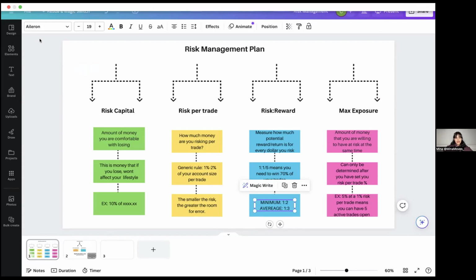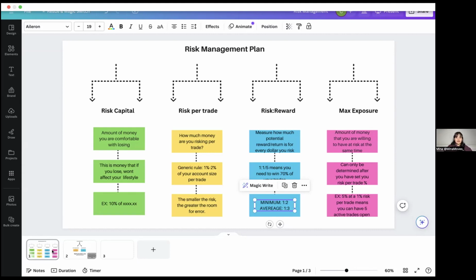Okay. When I came into this and first started trading, before I blew a few accounts, your girl used to have open at least like 6 to 8 trades at a time. You can't do that. You cannot do that. Maximum exposure is the amount of money that you're willing to have at risk at the same time. How many open trades are you planning to have?